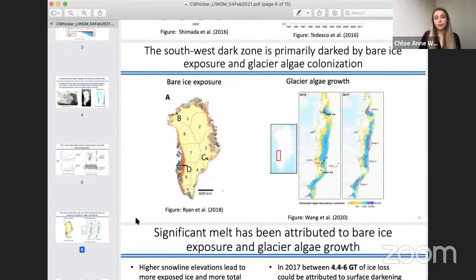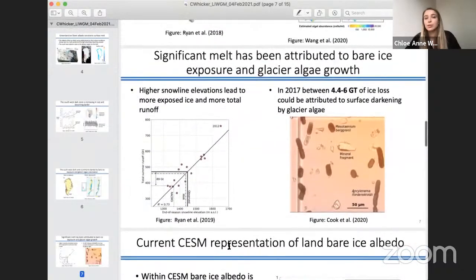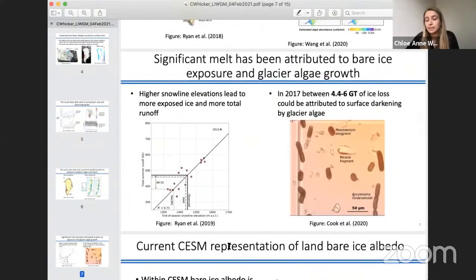The southwest dark zone is primarily darkened by bare ice exposure and glacier algae colonization. Here we can see bare ice exposure, and then as that bare ice is exposed, it creates a habitat for glacier algae to colonize, and then we see really large glacier algae colonies come up in the summer. So significant melt has been attributed to both bare ice exposure and glacier algae growth.